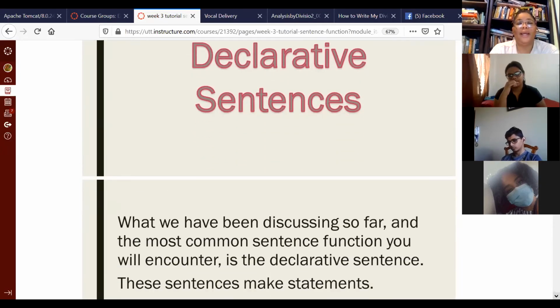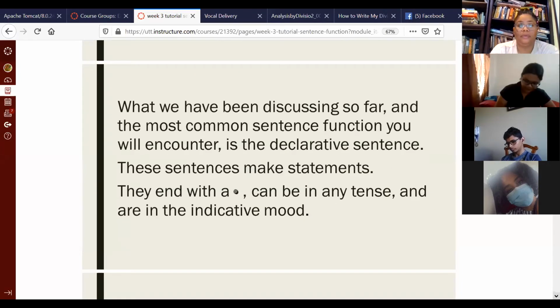So when we look at the declarative sentence, right? The declarative sentence is the most basic sentence. It is a sentence meant to deliver a specific message, piece of information, right? They all end with a full stop. You can use any tense, and it's what you call the verb indicative mood, right? So this is your straightforward verb tenses. It is simply meant to make a statement. It's declaring something.